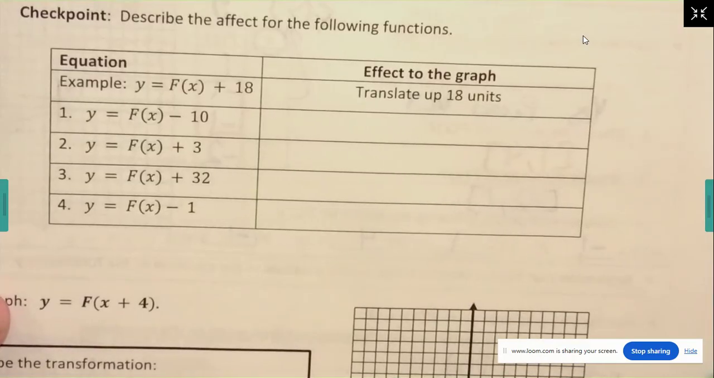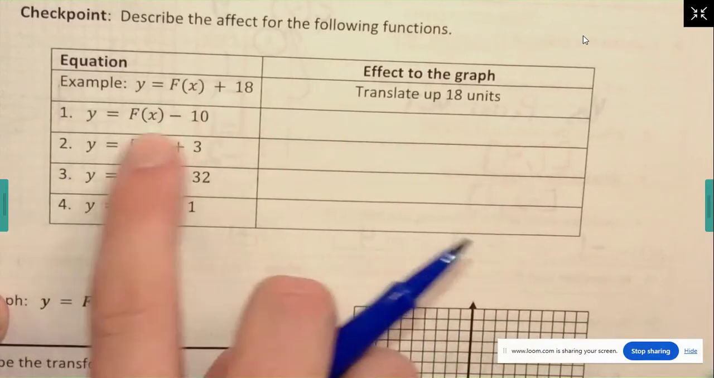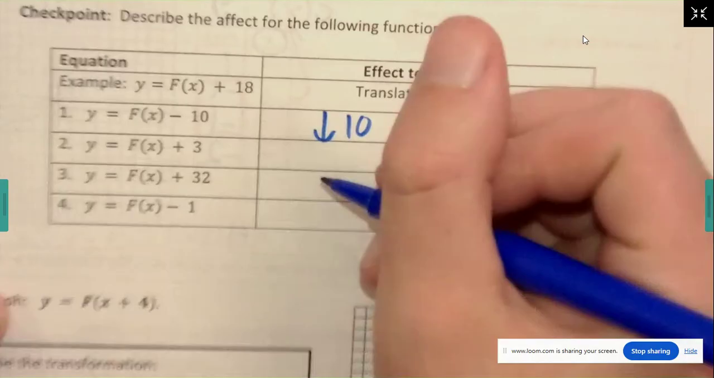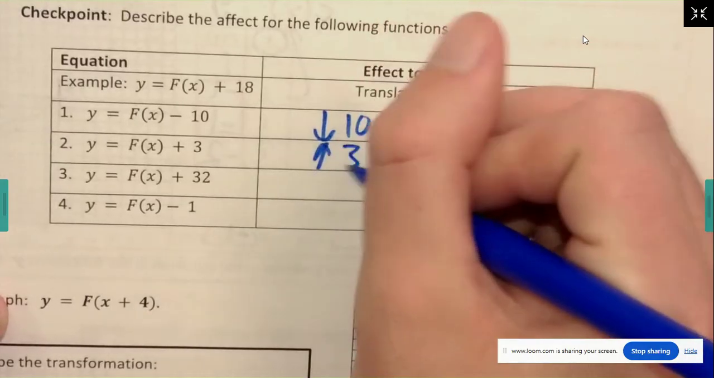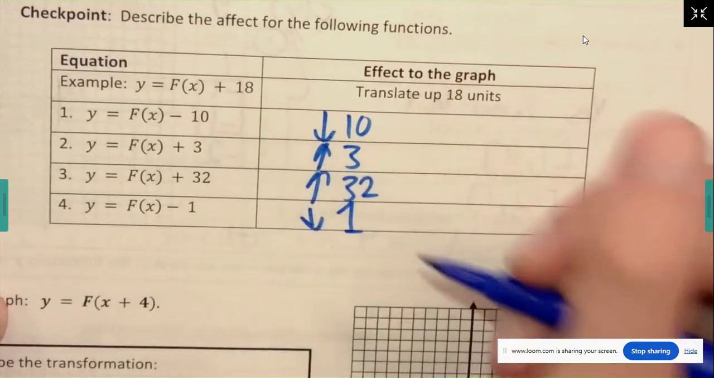F of x plus 18, the plus means I'm moving up 18. So if I have f of x minus 10, moving down 10. F of x plus 3, I'm moving up 3. Plus 32, up 32, minus 1 is down 1.